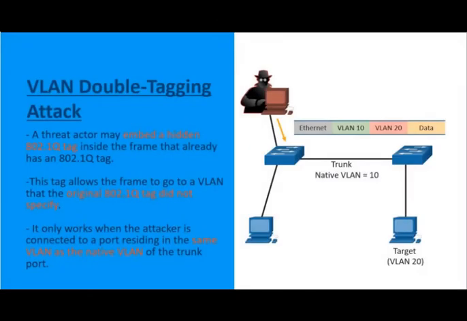With a VLAN double tagging attack, a threat actor is going to embed a hidden 802.1Q VLAN tag inside of a frame that already has an 802.1Q VLAN tag. What's going to happen here is we're going to have an attacker that's going to double tag a frame. For example, our attacker is going to build a message that's going to communicate from its current VLAN, which is VLAN 10, with a targeted VLAN of VLAN 20.